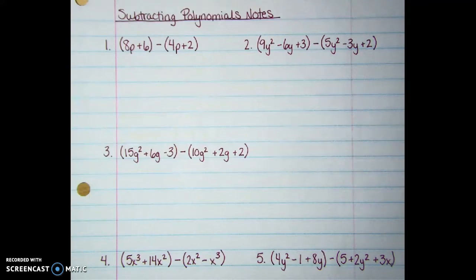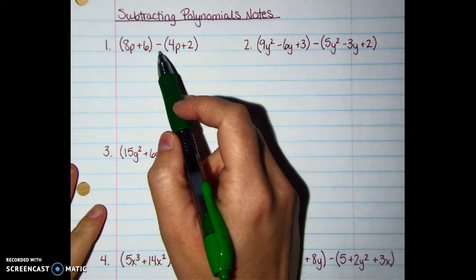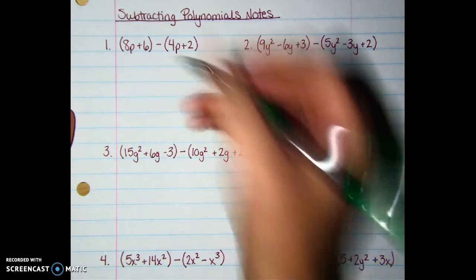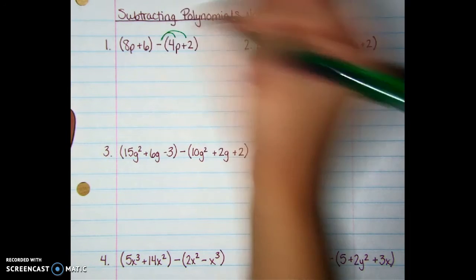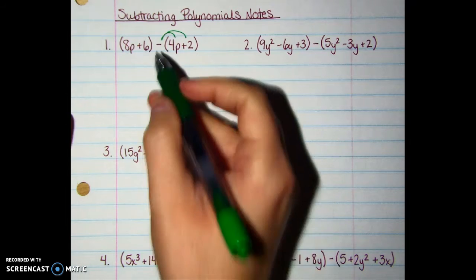These notes are on subtracting polynomials, which once you see this, you'll see that it's very similar to adding them. The only difference is now you need to distribute that negative sign. So in this case, hopefully you remember the distributive property. You're distributing the negative sign to both the 4p and the 2.